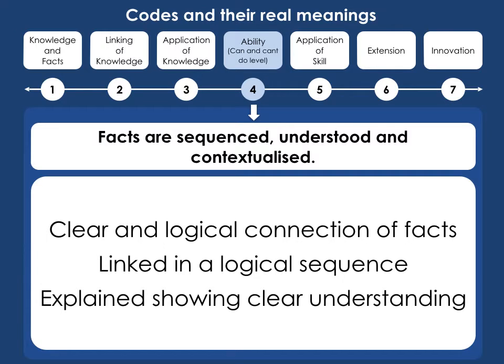A learner receiving a code 4, and this is the most important level because this is what we call the can and can't do level. This is the level that the curriculum is based on. So here a learner provides a clear and logical connection of facts. Factual information is linked in a logical sequence, and it's suitably explained, and they show clear understanding as to why they've been sequenced and linked in the way they have.